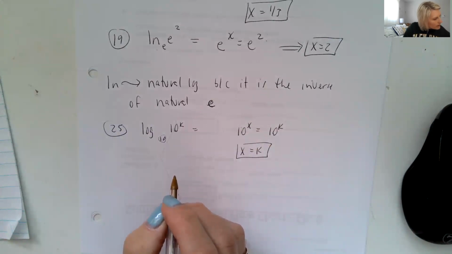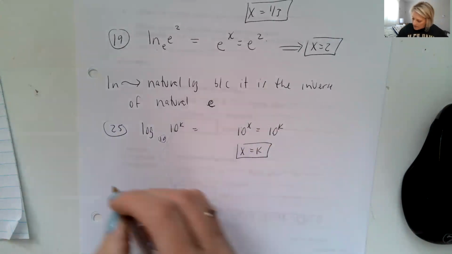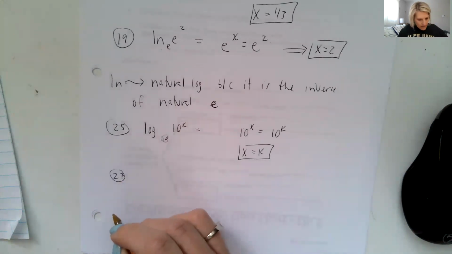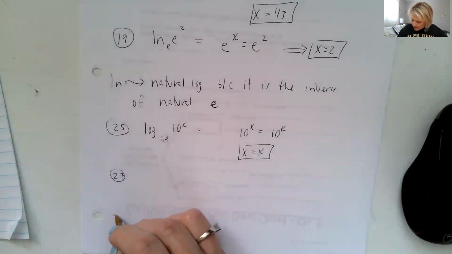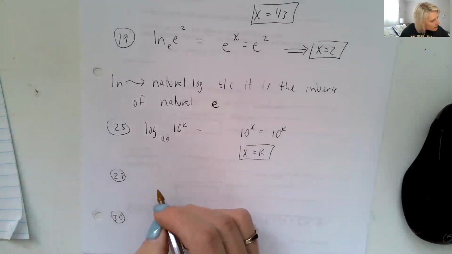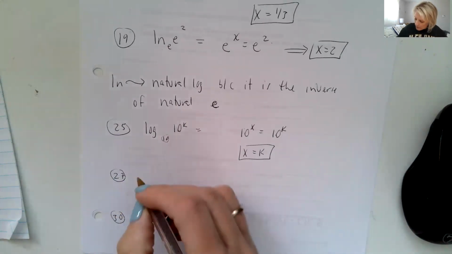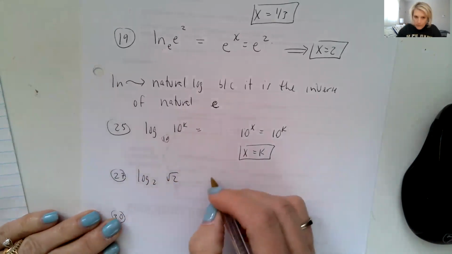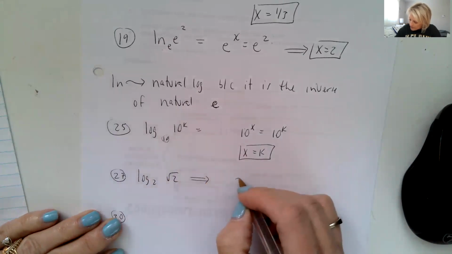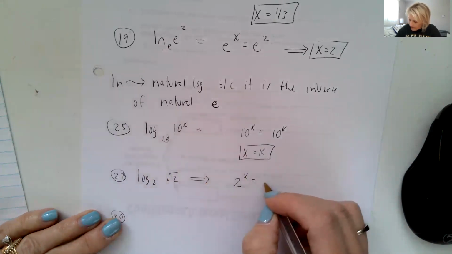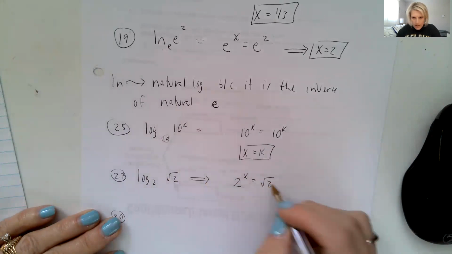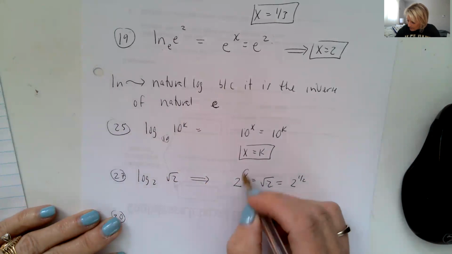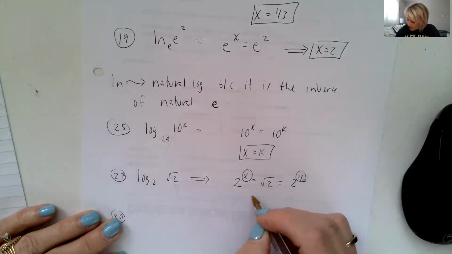Now 27 and 30. So 27 is the log base 2 of square root of 2. So that means 2 to what x will give me the square root of 2. And remember, the square root of 2 is equal to 2 to the 1/2. So that means x just must equal 1/2.